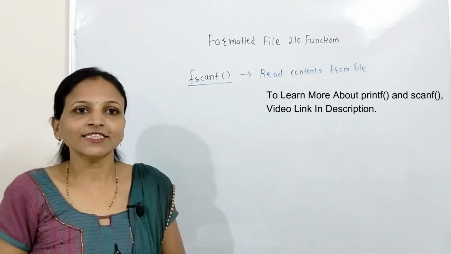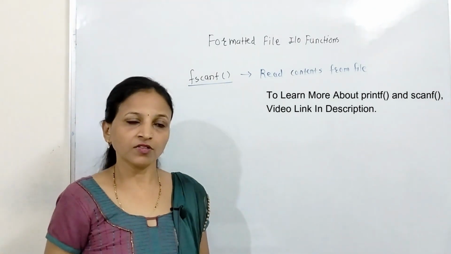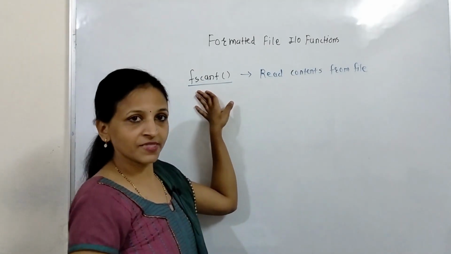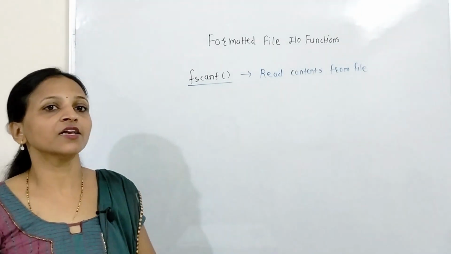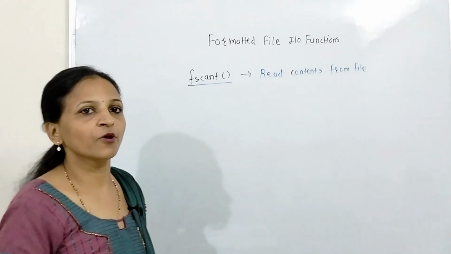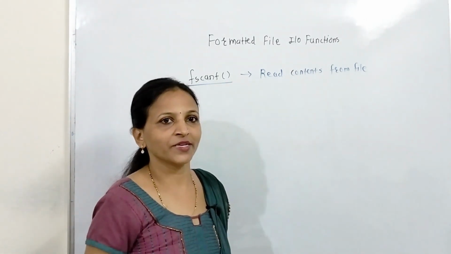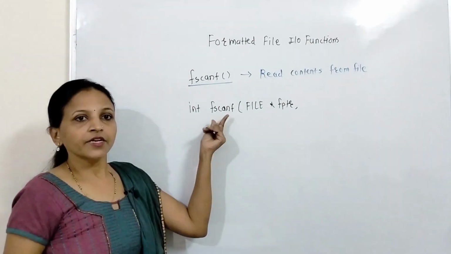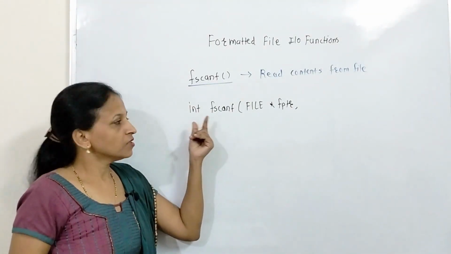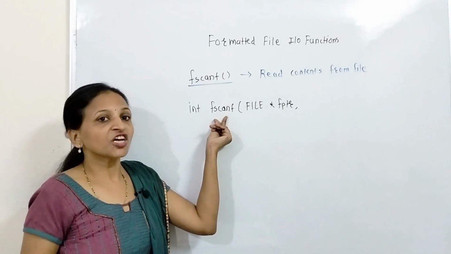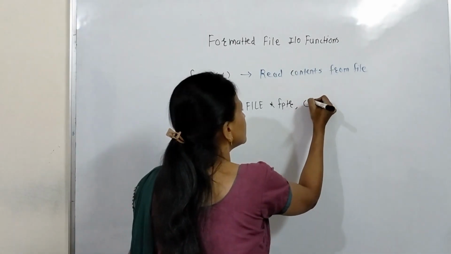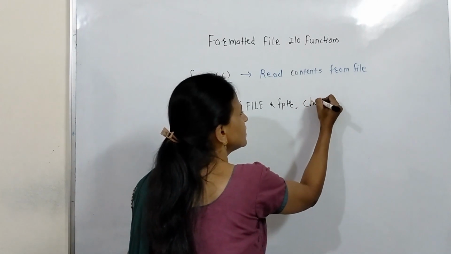Now we have already seen the scanf function syntax. The same syntax we can use for this fscanf, only the difference is here again we have to pass the file pointer as the first argument. This is the only difference. Now let us see the syntax first. Here it is again returning one integer value. Then fscanf is the function name. First argument is the file pointer. Second argument is of course the format string.